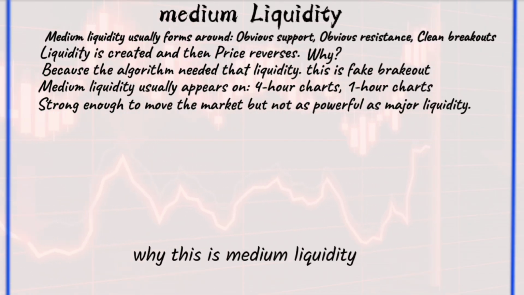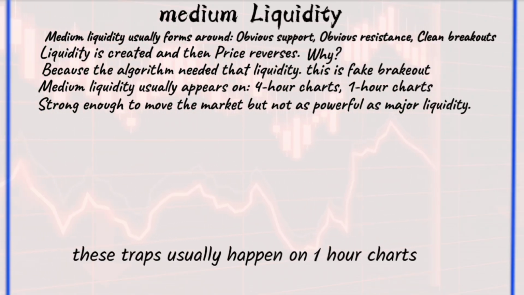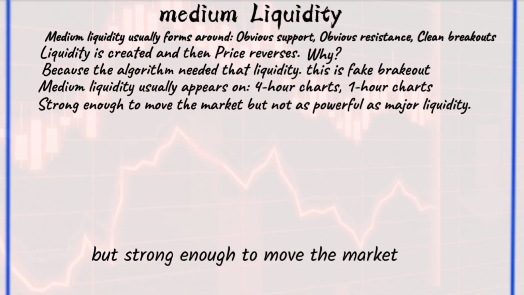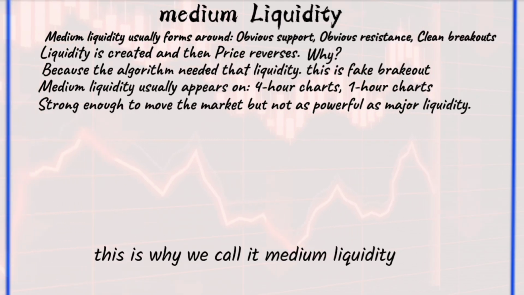Why is this medium liquidity? These traps usually happen on 1-hour charts, 4-hour charts, not as powerful as weekly liquidity, but strong enough to move the market. This is why we call it medium liquidity.